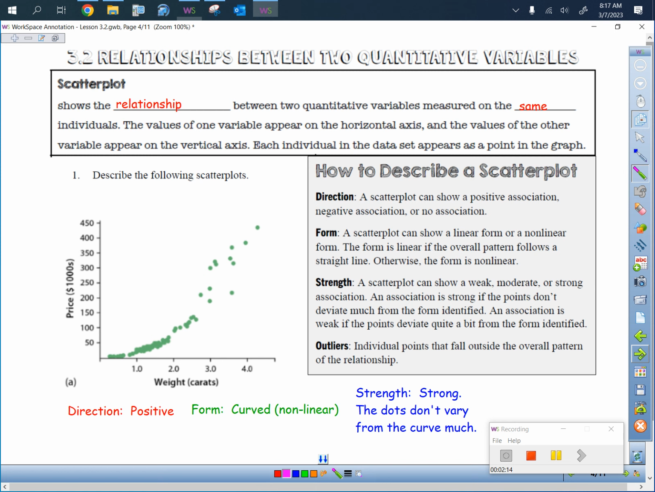And does it look like any of these dots are outliers? I don't think so. No apparent outliers. You kind of just have to play it by ear on the homework, because some people might say maybe this one is an outlier. I'd say no apparent outliers on that one right there. So that's pretty much the gist of the whole lesson, guys. It's just describing a scatter plot. So let's do another one.